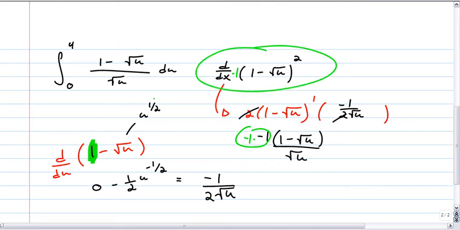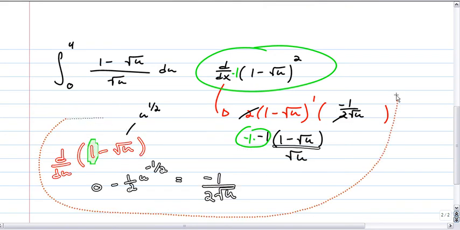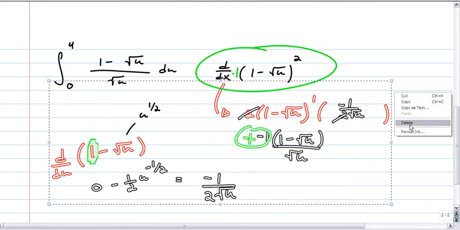So we found the antiderivative. So I'm going to get rid of this work here. Delete.